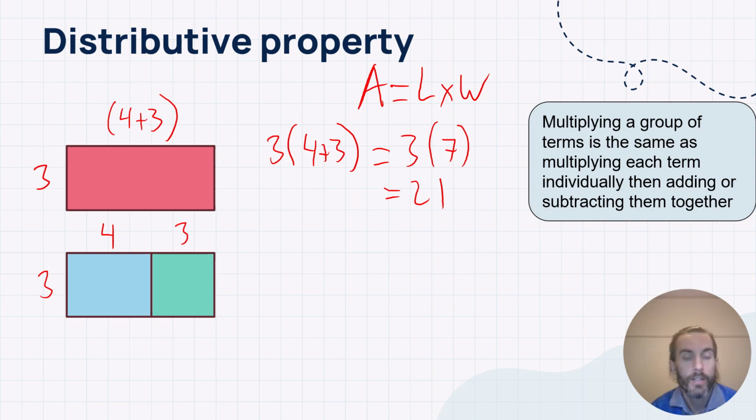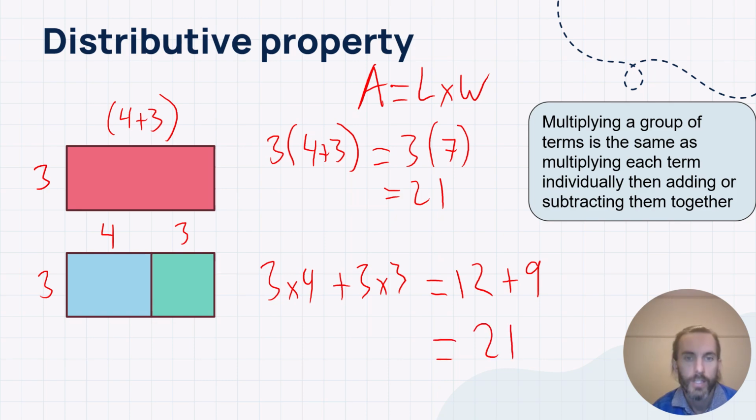Now, I could add the bottom ones together by working out their areas first. So the first one is 3 times 4. We're going to add the second one, which is 3 times 3. 3 times 4 is 12, plus 3 times 3 is 9. 12 plus 9 is 21. So you can see it doesn't matter the numbers. As long as those areas are the same, we can distribute out the numbers in these 2 different ways.